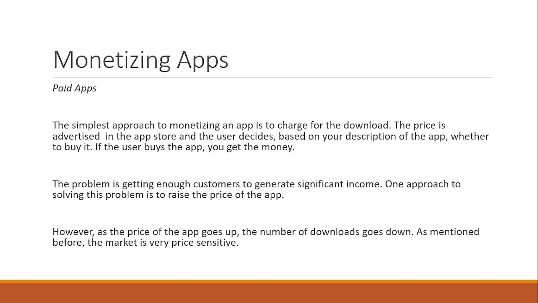Okay, so first we have paid apps. This is the simplest approach to monetizing an application: to charge for the download. So basically, the user pays for the application before downloading. The price is advertised in the App Store, and then the user decides based on your description of the application whether to buy it, in order to download it. So if the user buys the app, you get the money.